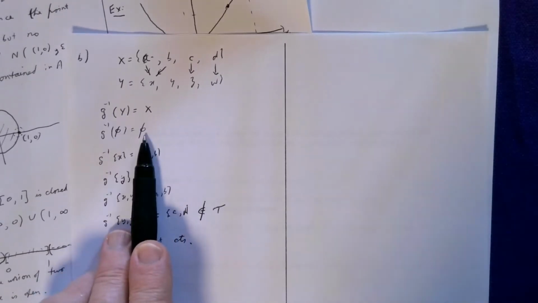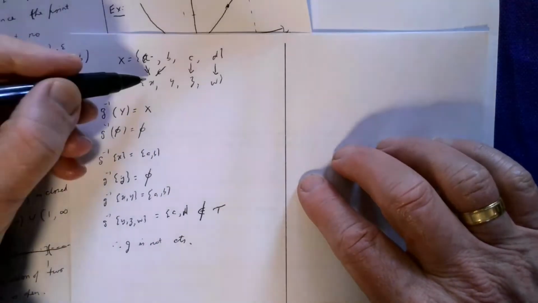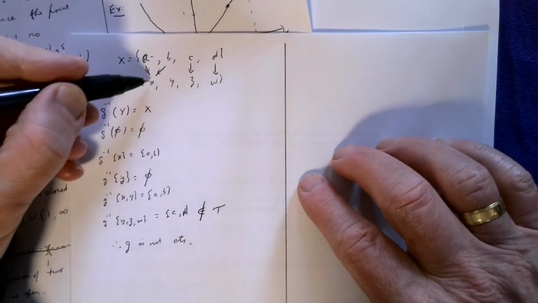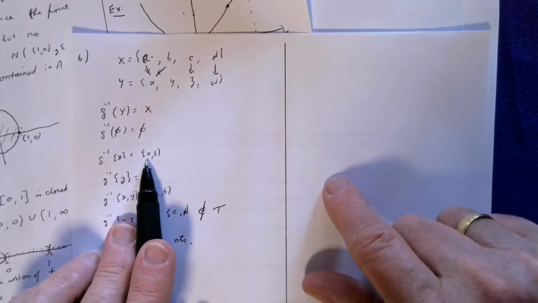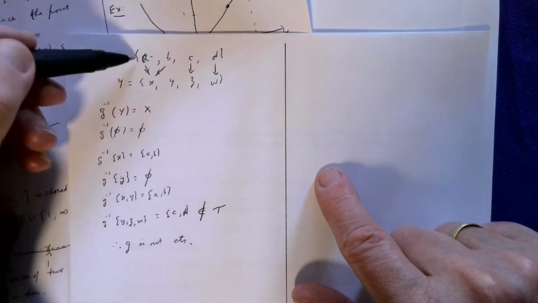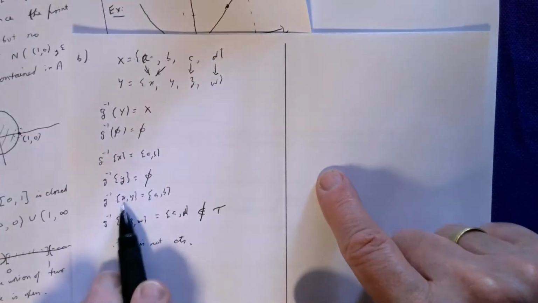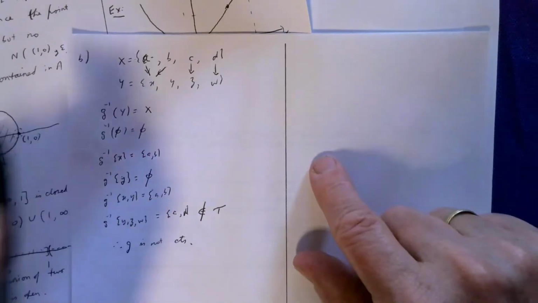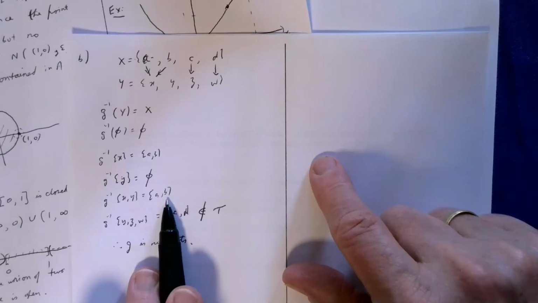The pre-image of the empty set is the empty set. Now the pre-image of x is a, b. Well, that one's okay because that one was in T. The pre-image of y, well, y didn't come from anything, so that's just the empty set. That's fine. The pre-image of xy, that came from a, b, well, that's fine, that's in T.